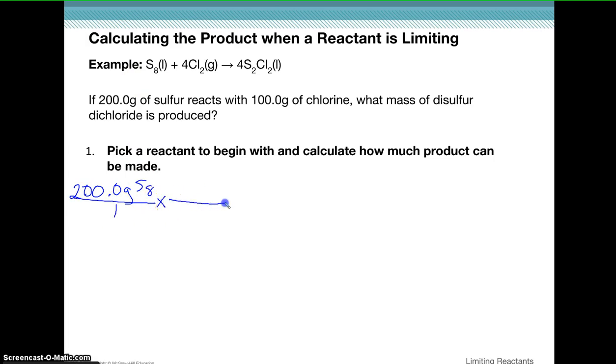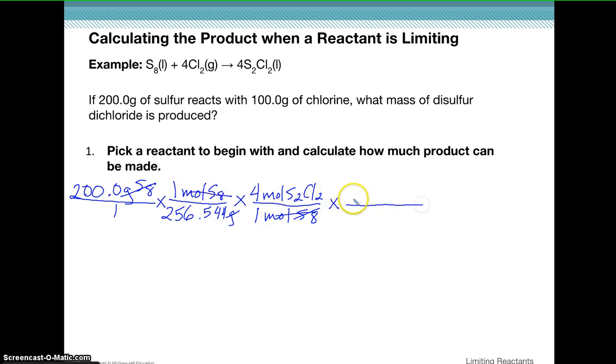And then stoichiometry, we convert it to moles using its molar mass. And the molar mass of S8 is 256.544 grams. So those cancel. Then we use our mole ratio from our balanced equation, and we're trying to figure out how much product we can get. So we're going to use our product as our unknown. So 4 moles of S2Cl2 for every 1 mole of S8. So those moles cancel with those moles.